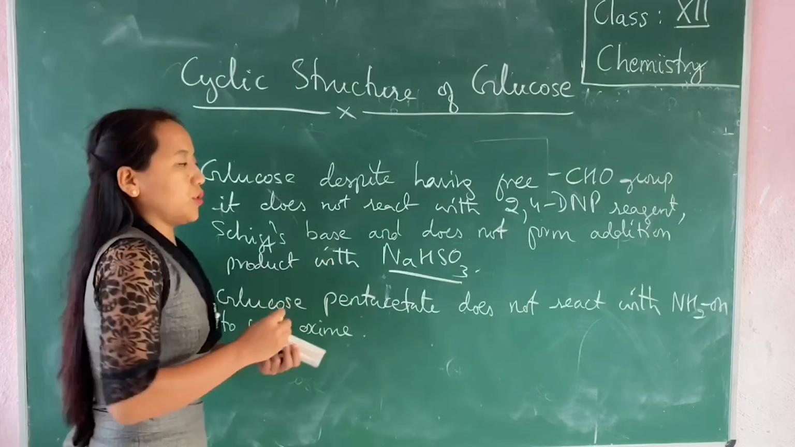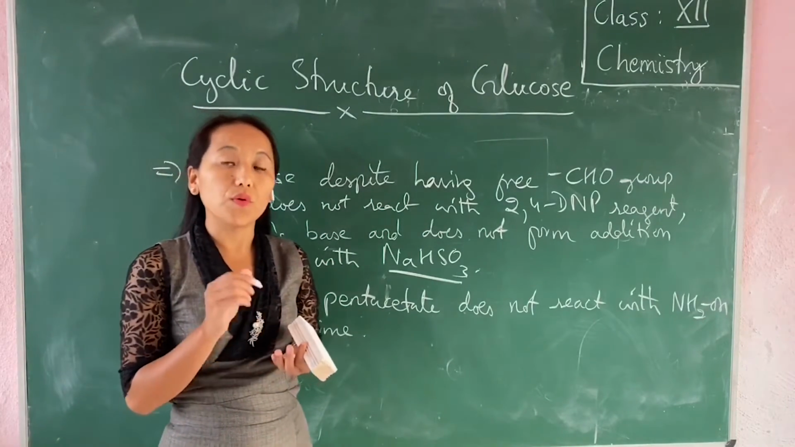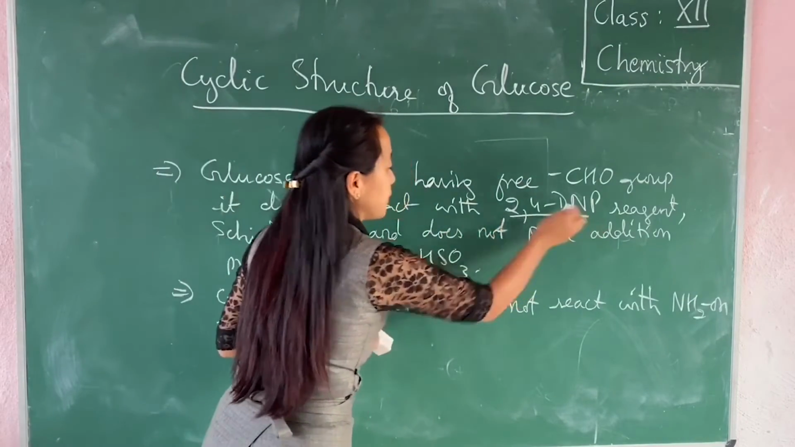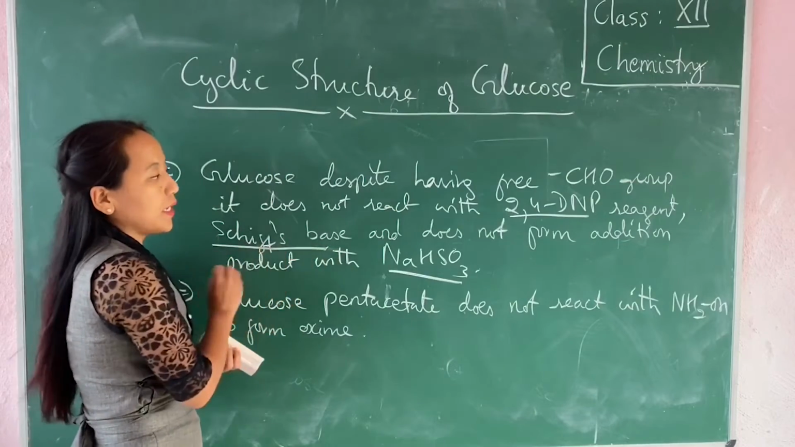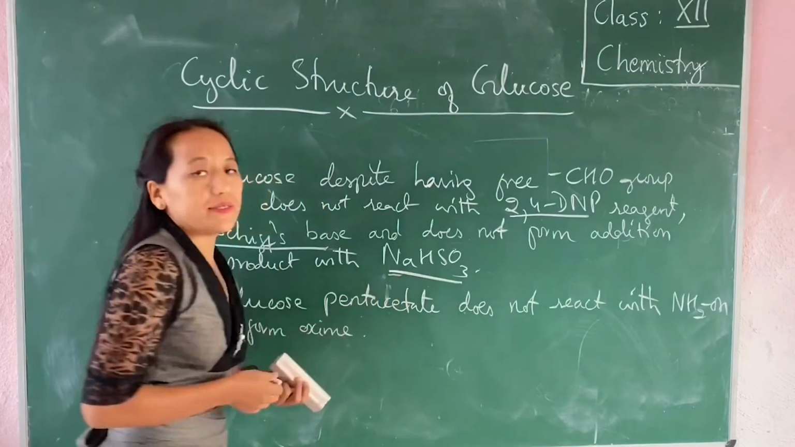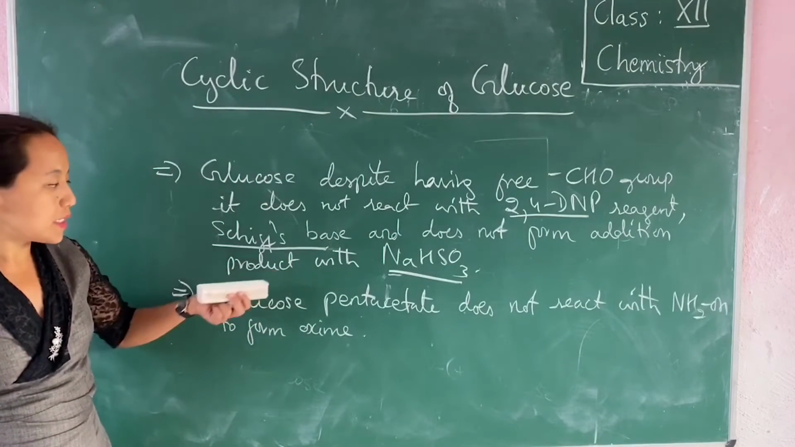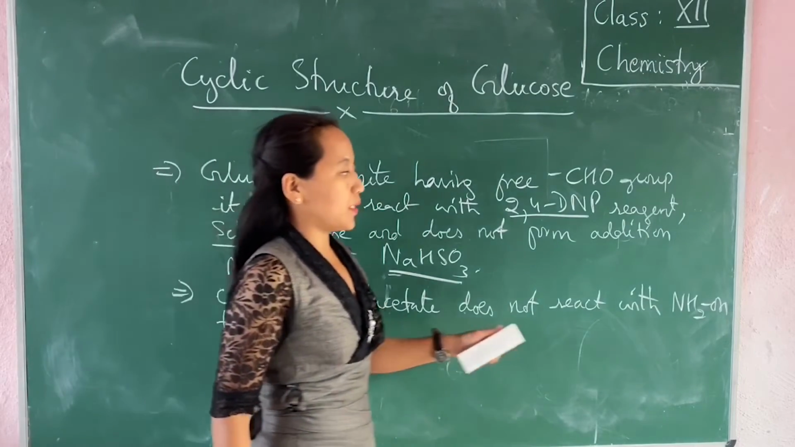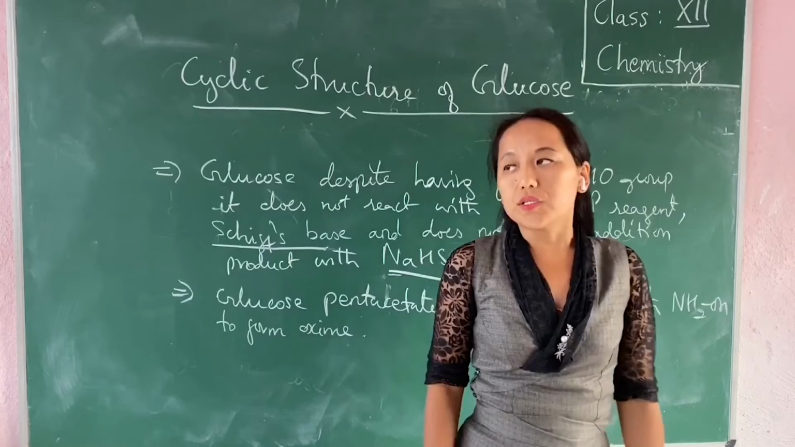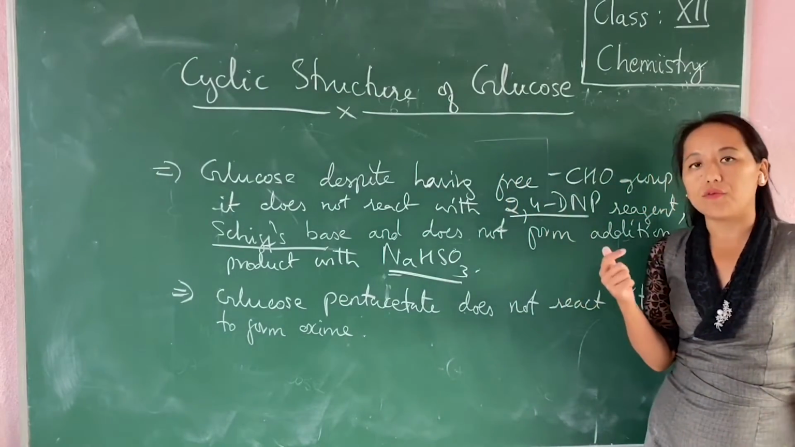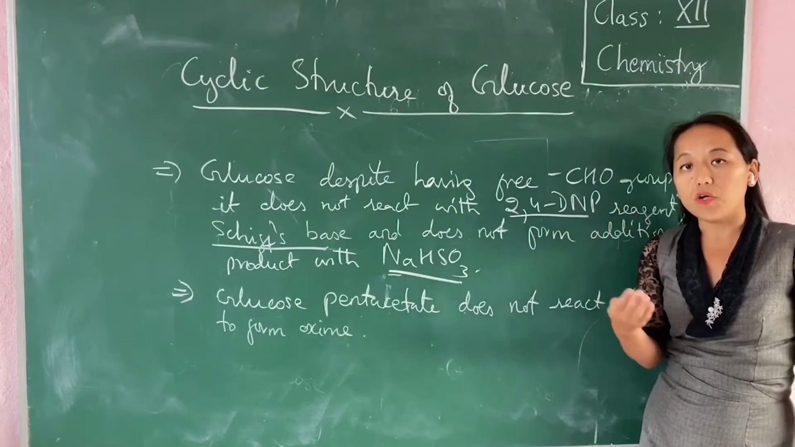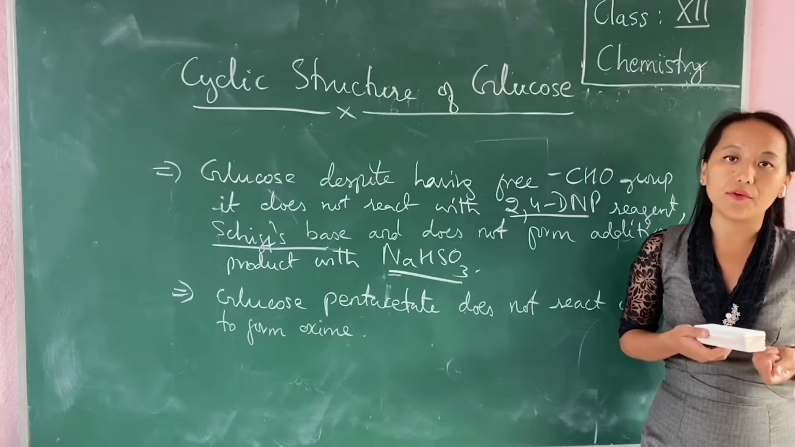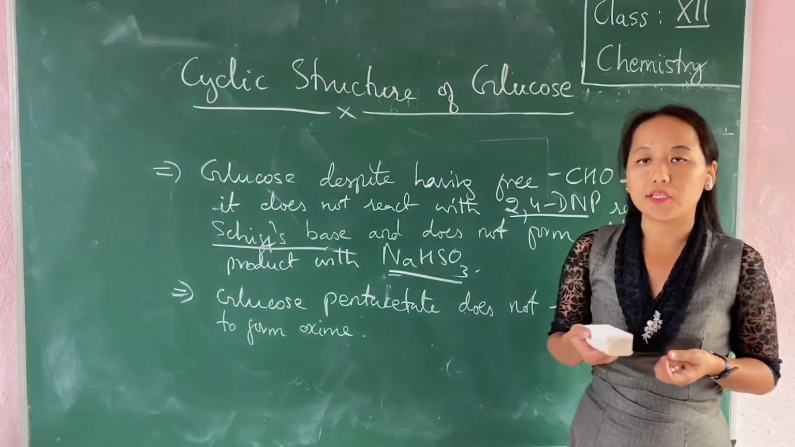Now these two reasons show that the aldehyde group of glucose is not free. If it were free, it should react with 2,4-DNP reagent, it should react with Schiff's base, and it should form an addition product with sodium bisulfite, but this did not happen. Also, the aldehyde group of glucose pentaacetate does not react with hydroxylamine to form an oxime. This means that the aldehyde group of glucose is not free and is involved in cyclic formation. So that's how we came to know that glucose also exists in the form of a cyclic structure. So let's go to the cyclic structure of glucose now.